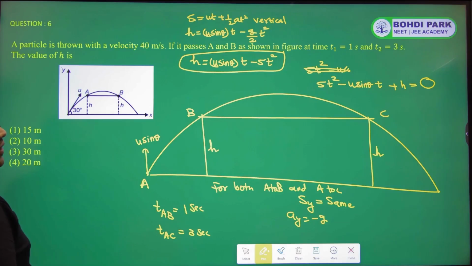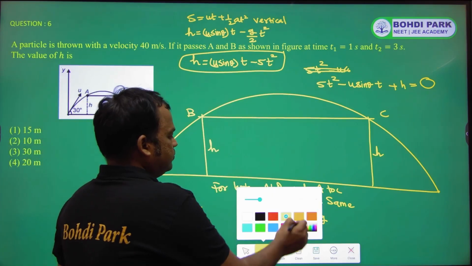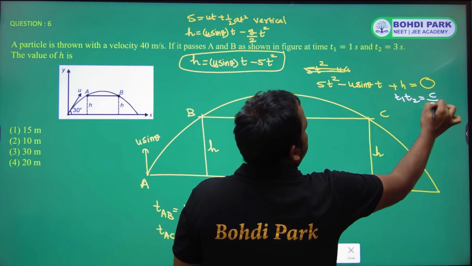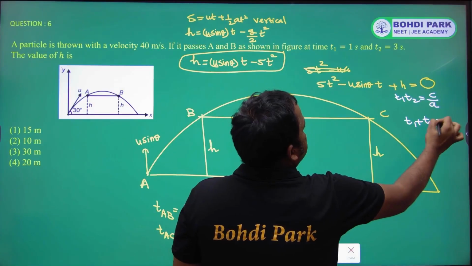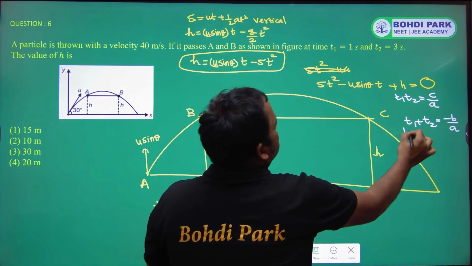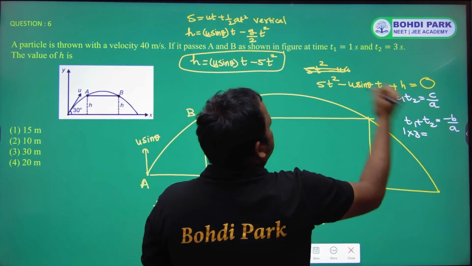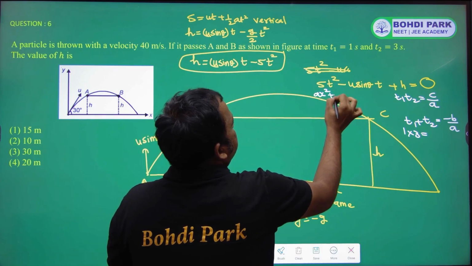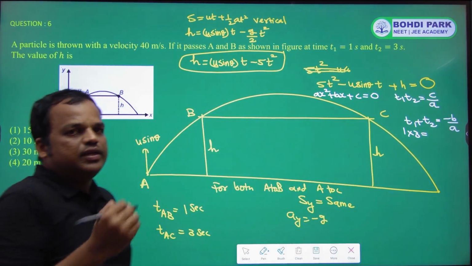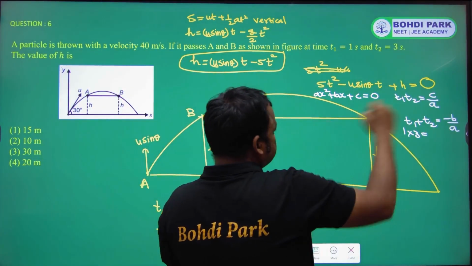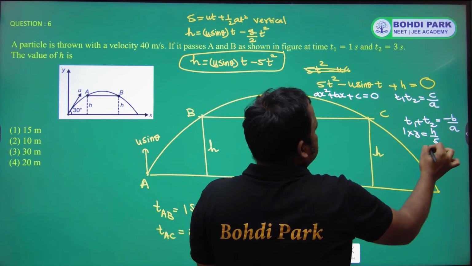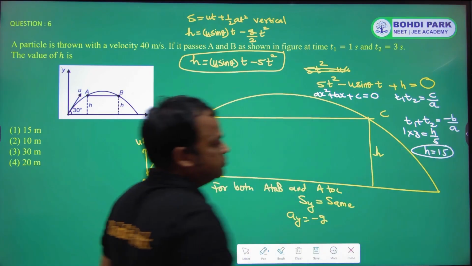Now t1 and t2 are given. So we can use the product formula, t1 into t2 is equal to c by a, and sum formula, t1 plus t2 is equal to minus b by a. So t1 t2 means 1 into 3. So 1 into 3 is equal to c by a. So this is ax square plus bx plus c equal to 0. So c is equal to h, a is equal to 5. So 1 into 3 is equal to h by 5. So h is equal to 15 meter.